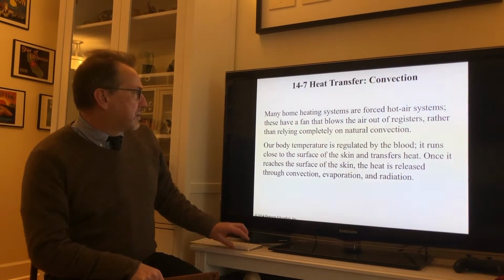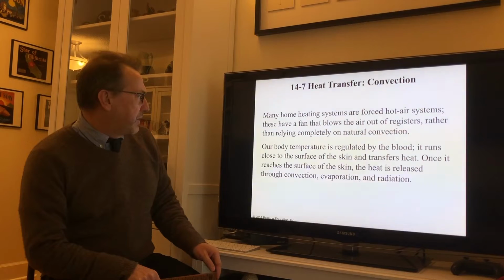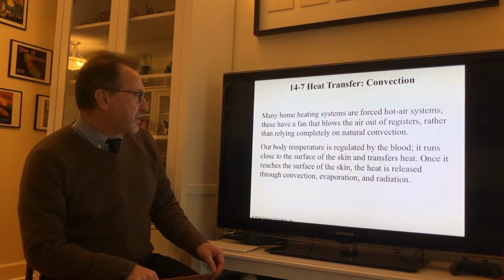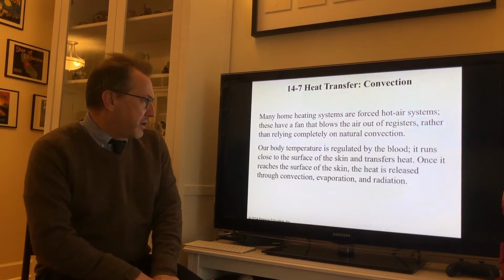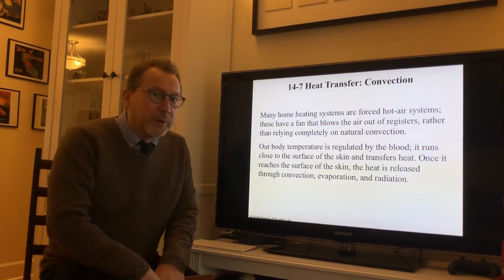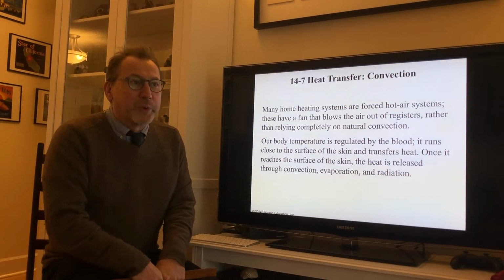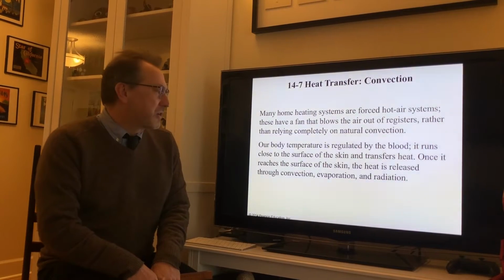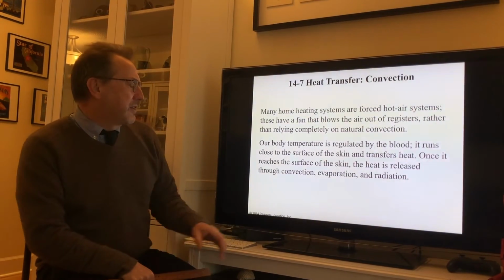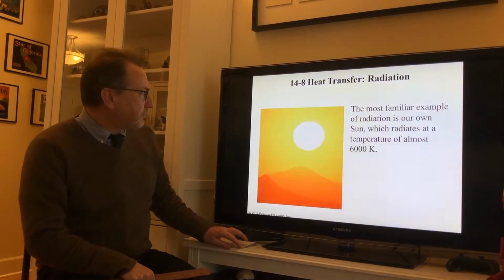Let's see, this is just saying about the different types of heating. Our body temperature is regulated by the blood. It runs close to the surface of the skin and transfers heat. This is just about how humans regulate temperature. One thing that humans do very well is to be able to dump heat. When we consider other animals, they aren't very good at losing heat. Humans are very good. We sweat a lot, and the evaporation of the sweat allows the heat to escape.